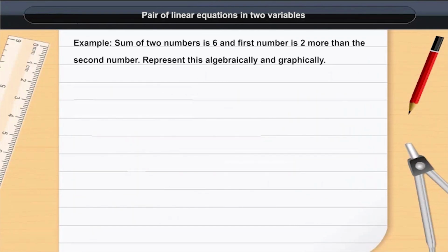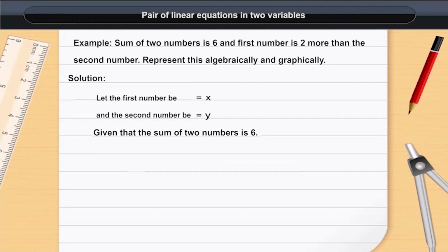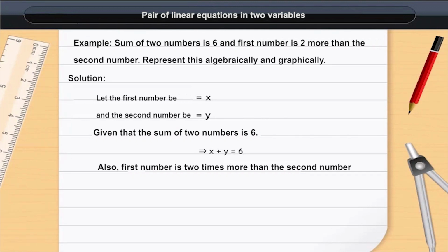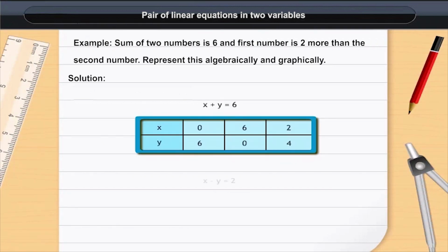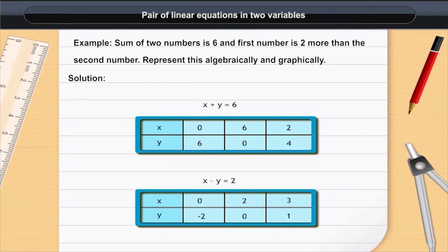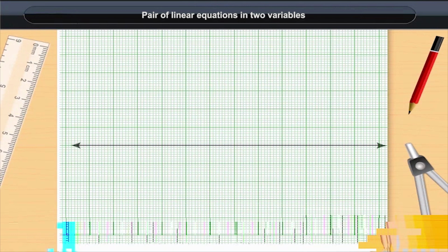Example: sum of two numbers is 6 and first number is 2 more than the second number. Represent this algebraically and graphically. Solution: let the first number be x and the second number be y. Given that the sum of two numbers is 6, it implies x + y = 6. Also, first number is 2 more than second number. It implies x = y + 2, or x - y = 2. Hence, the system of equations is x + y = 6, x - y = 2.